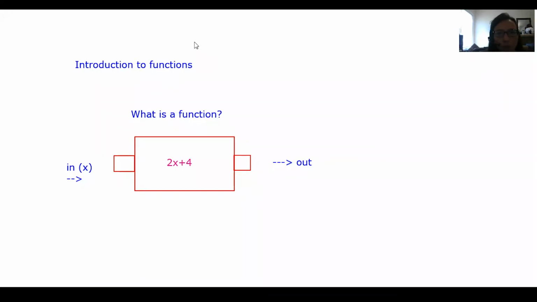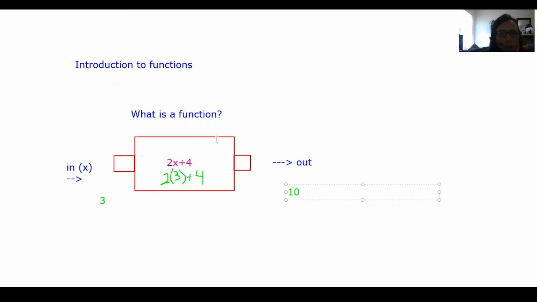So if we should put a 3 in the in slot, what would happen? Well, that 3 would come in here and would get multiplied by 2. Two times 3 gives us 6. And then we'd add on that 4. What would we get out the other side? Hopefully it's no surprise to you that the answer is 10.